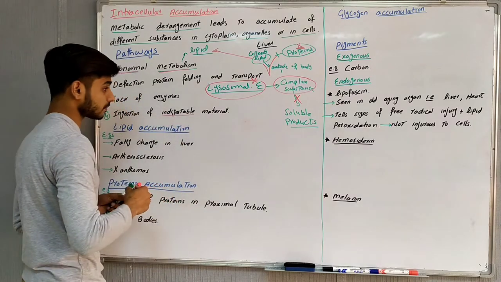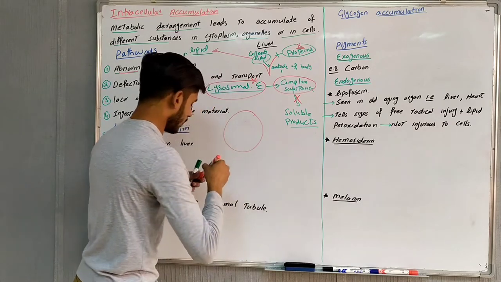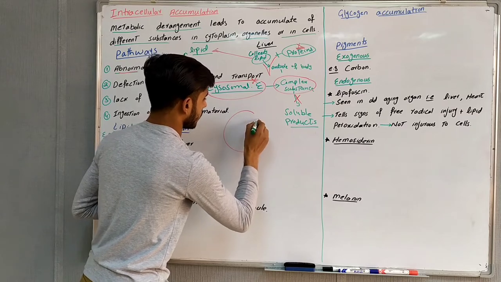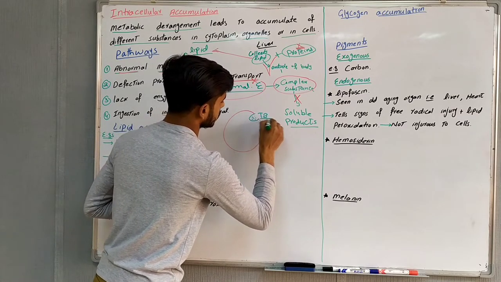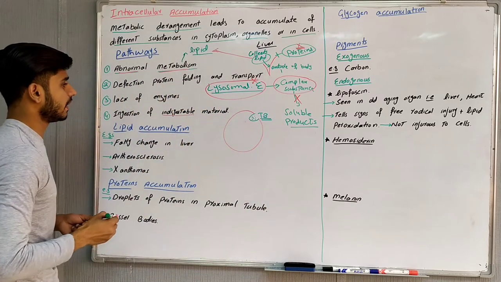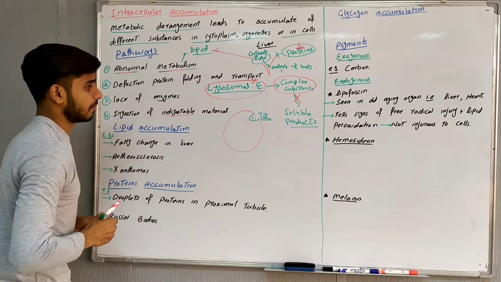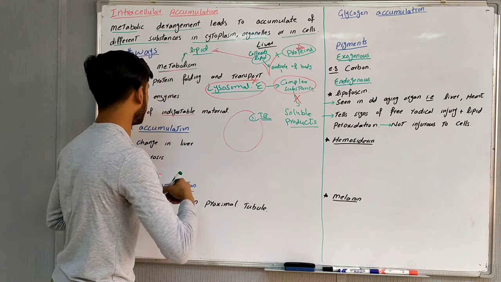Indigestible material. Let's call this a cell. And when this cell engulfs some indigestible substances, let's suppose this is the TB, which is the most common example in the ingestion of indigestible material, the tuberculosis bacterium. So this is a bacteria, and it is being engulfed in the cell.